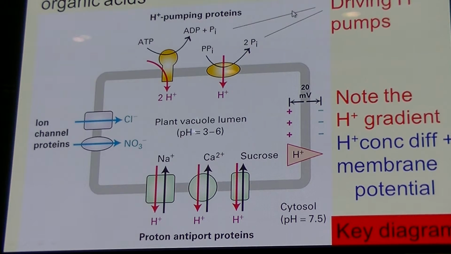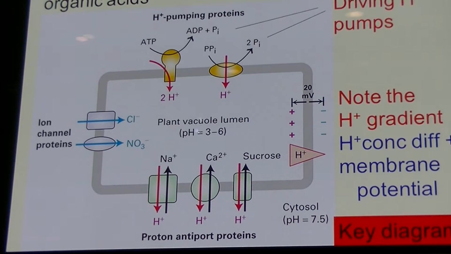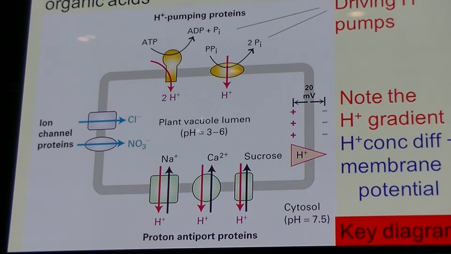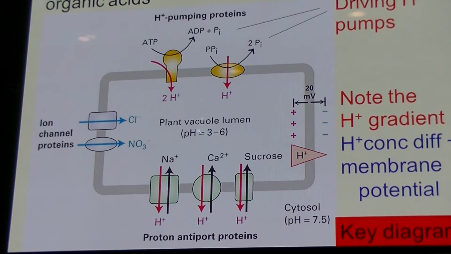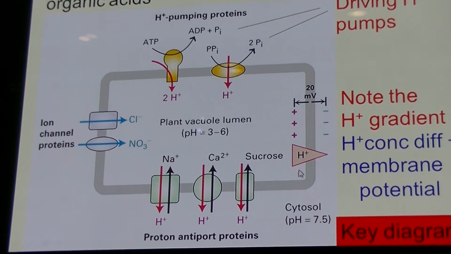So if we have pH 3 in the lumen, that means we have a 10 to the negative 3 molar proton concentration, so 1 millimolar protons. In the cytoplasm, we're close to pH 7, so it's 10 to the negative 7 proton concentration. So the ratio is 10 to the 4th. If the pH is 3 inside and 7 outside, the concentration ratio is 10 to the 4th, 10,000-fold more. Alright, here's our proton gradient.